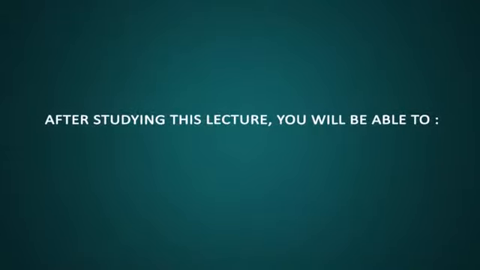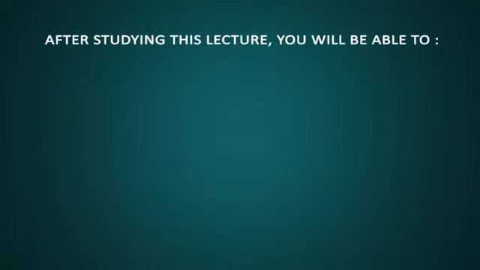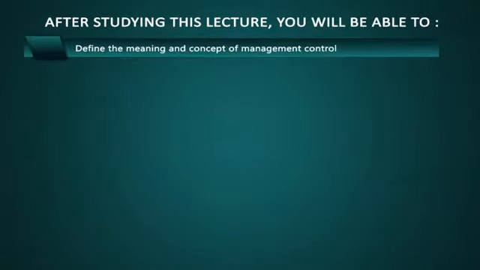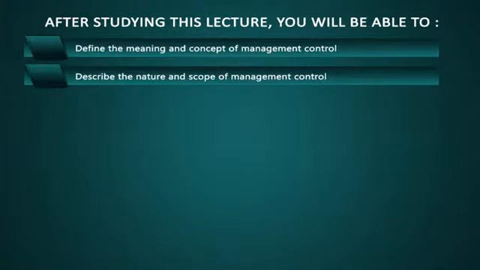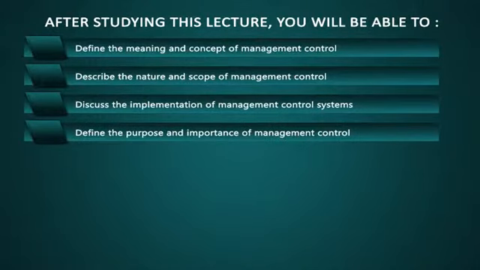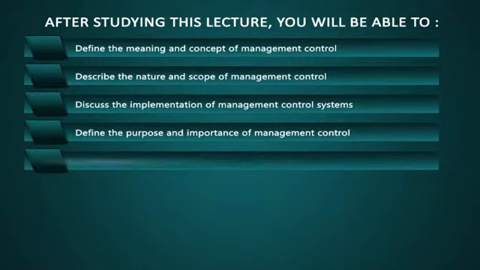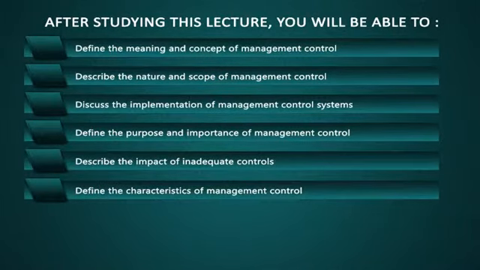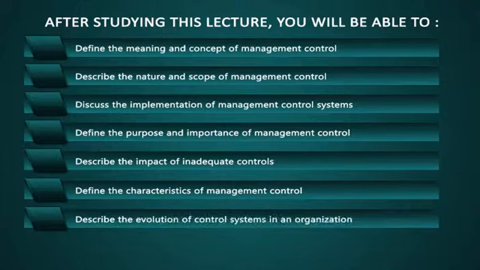And after this lecture, we will be able to learn the following objectives. Define the meaning and concept of management control, describe the nature and scope of management control, discuss the implementation of management control systems, define the purpose and importance of management control, describe the impact of inadequate controls, define the characteristics of management control, describe the evolution of control systems in an organization.